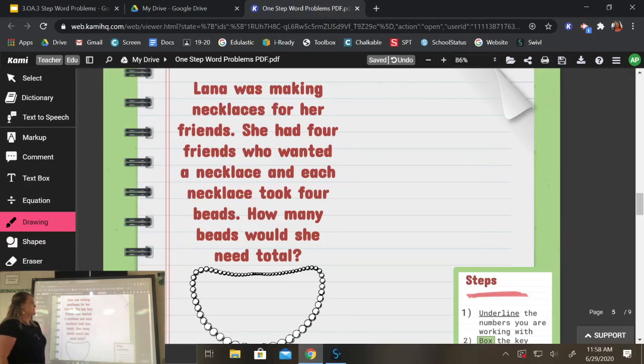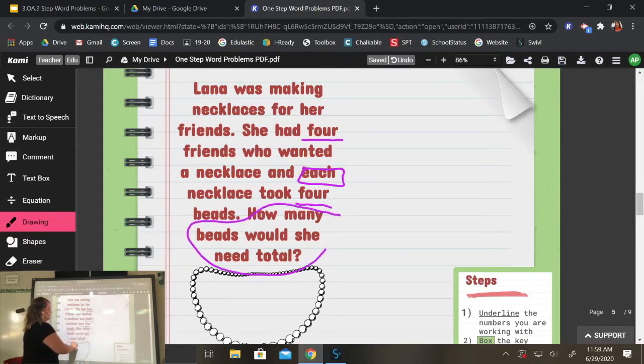Lana was making necklaces for her friends. There's not any important statements in there that we would need to mark up. She had 4 friends who wanted a necklace, and each necklace took 4 beads. How many beads would she need total? So, let's read it one more time and dive into these keywords.